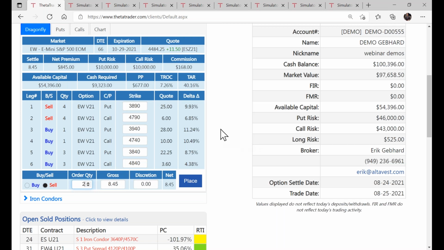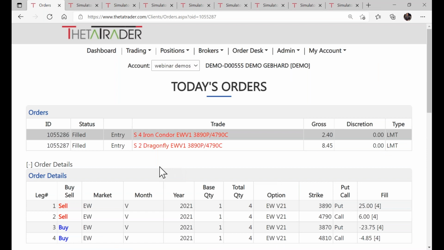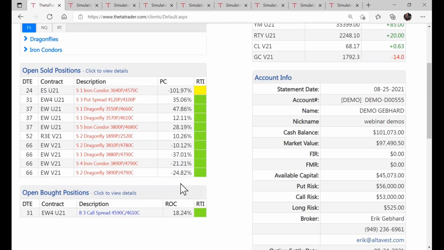Typically, you can estimate about 5,000 for each Dragonfly and about 1,000 for each Condor. And we'll go ahead and leave that value there and place that order for these 2 dragons. And there they are. You can see that if you want to go back to the dashboard, there you go. There's the ones that we just placed.